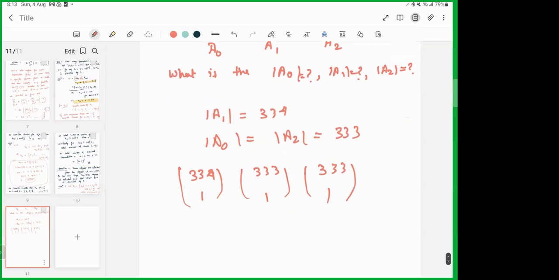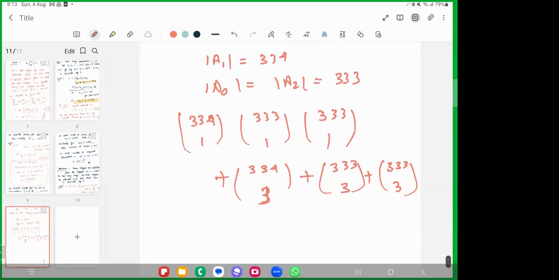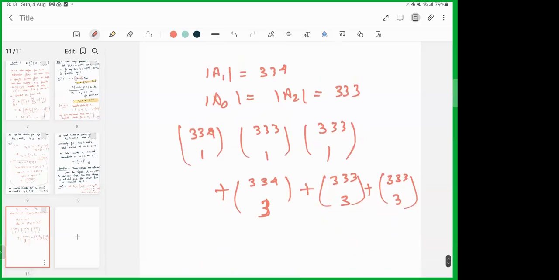Then again, we can choose three elements from just one class. So 334 choose 3, and similarly for the remaining two classes. So you have done everything. I don't need to do anything now. So this is the answer. These are all possible choices.